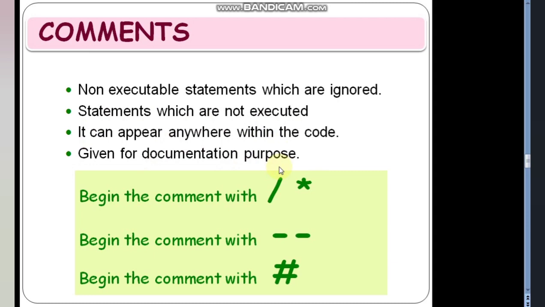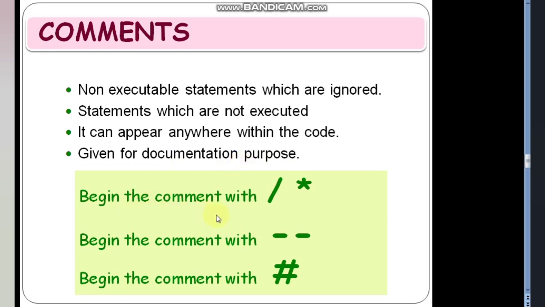This is just to give some statements so that later on when you open your code, or someone else who is working on the same code opens it, by seeing the comment, he or she will understand what exactly the code is doing. So this is what documentation purpose means. That is why comments are given for documentation purposes.